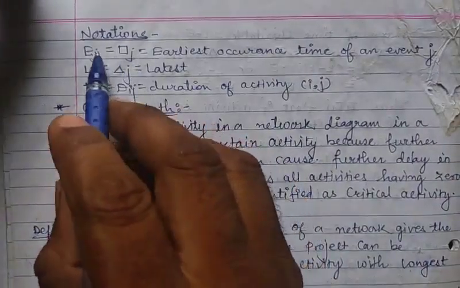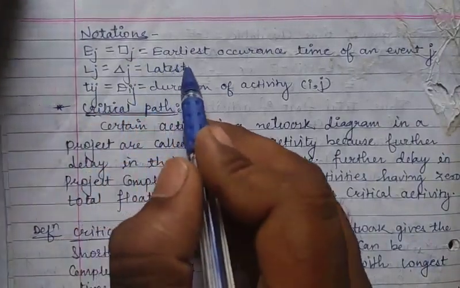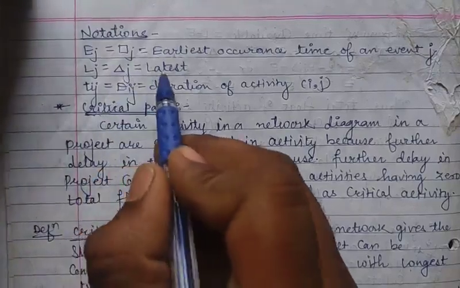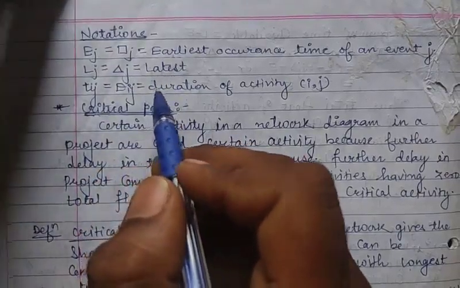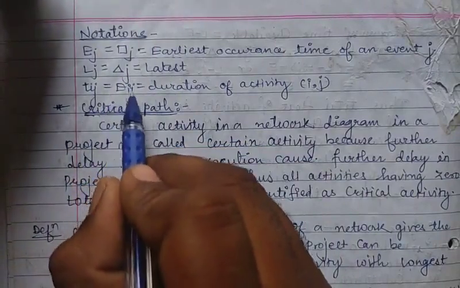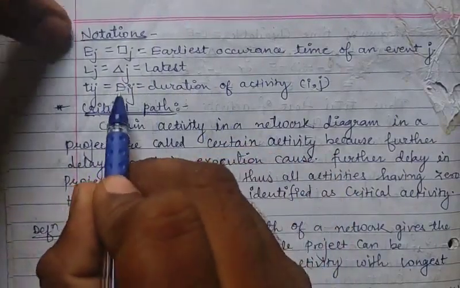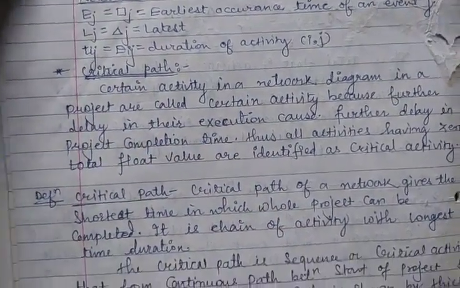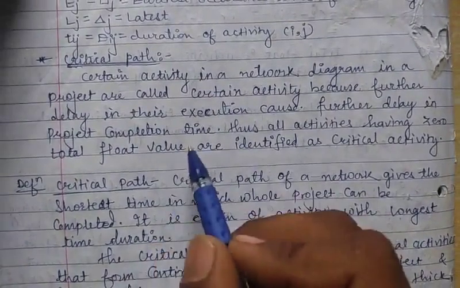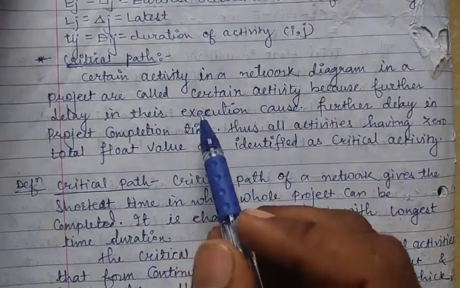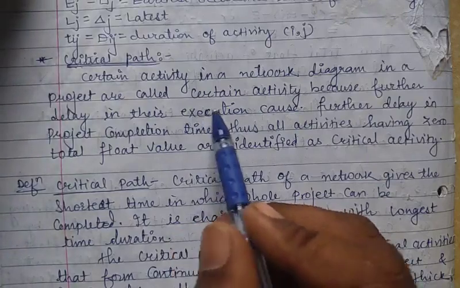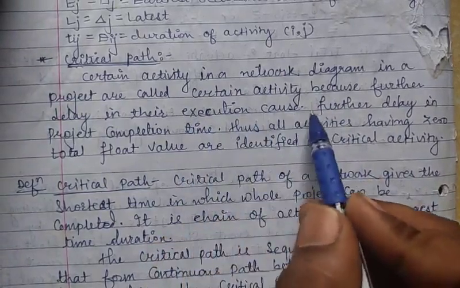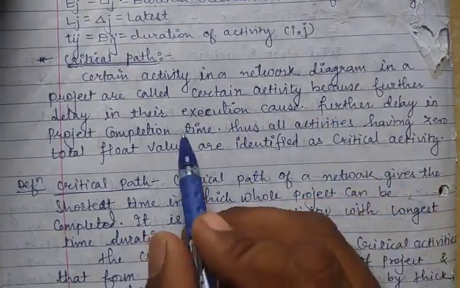Now see the notations. Ej is denoted by square j, called the earliest occurrence time of event j. Lj is called triangle j, which is the latest occurrence time of event j. Tij is called dij, which is the duration of an activity between i and j. Now next is the main point, which is critical path. So what is critical path? Certain activities in a network diagram in a project are called critical activities because further delay in their execution causes further delay in project completion time.